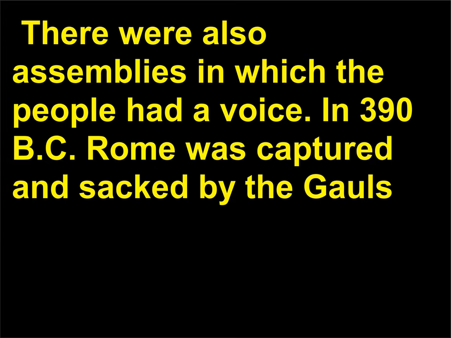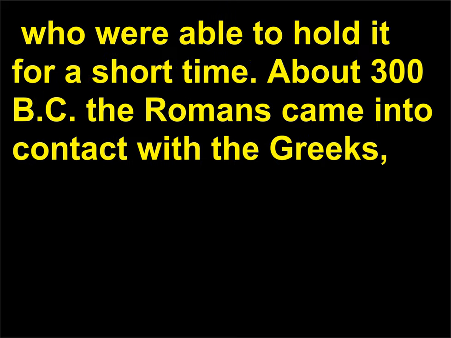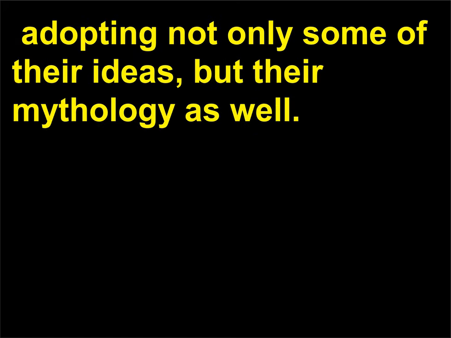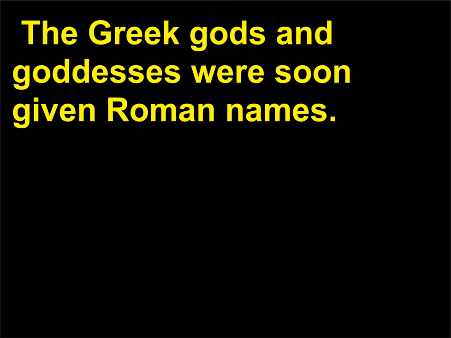In 390 BC Rome was captured and sacked by the Gauls, a Celtic people from Western Europe, who were able to hold it for a short time. About 300 BC the Romans came into contact with the Greeks, adopting not only some of their ideas, but their mythology as well. The Greek gods and goddesses were soon given Roman names.